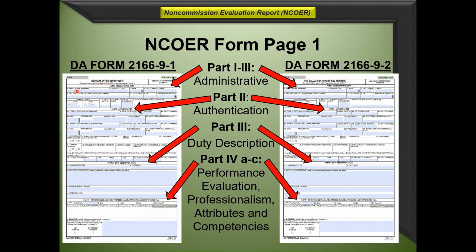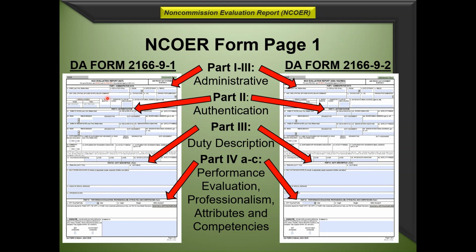So this is basically just their name, their DOD ID number, rank, date of rank, and then their primary MOS. Now, again, this is their primary MOS. All right. So this is what they have done and what they are actually qualified to do. The reason I point that out is because it is different from their actual duty MOS.